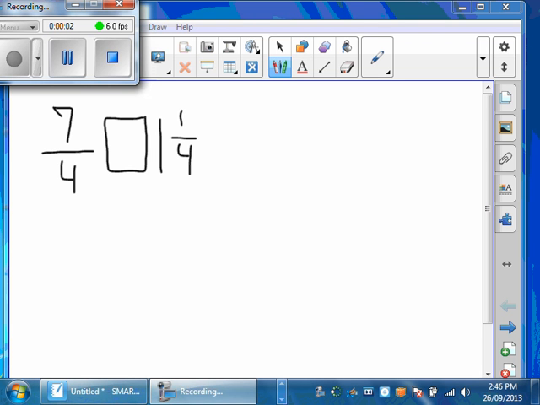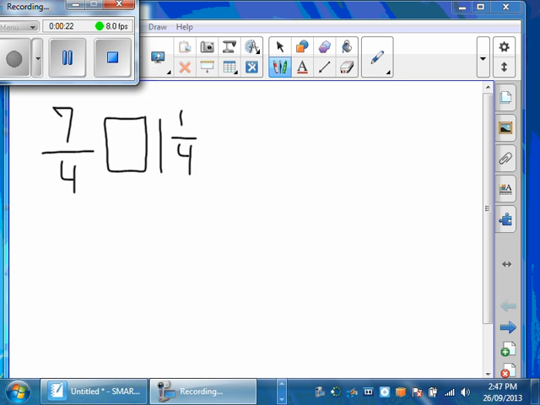In this section, we're going to be comparing improper fractions and mixed numbers, and we're also going to be ordering them. So this first one we're going to be taking a look at is 7 over 4, which is an improper fraction, and we want to know if it is greater than, less than, or equal to 1 1/4, which is a mixed number.